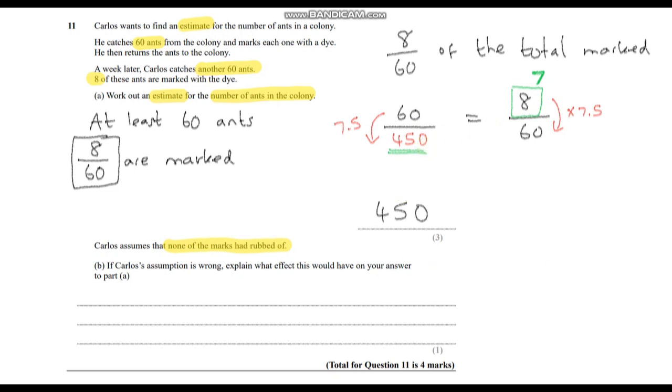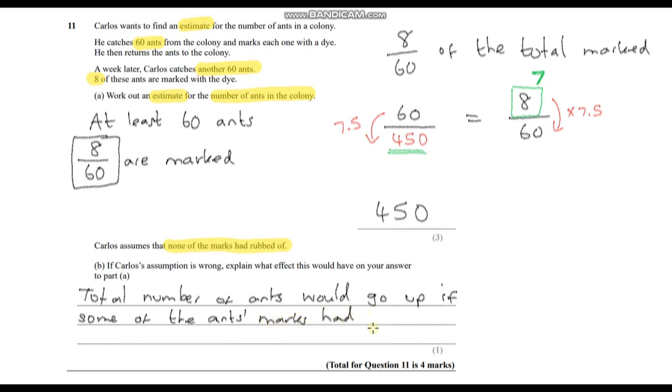So for our answer, what effect would this have on our answer to part A? Well, the total number of ants would go up if some of the ants had their marks rubbed off.